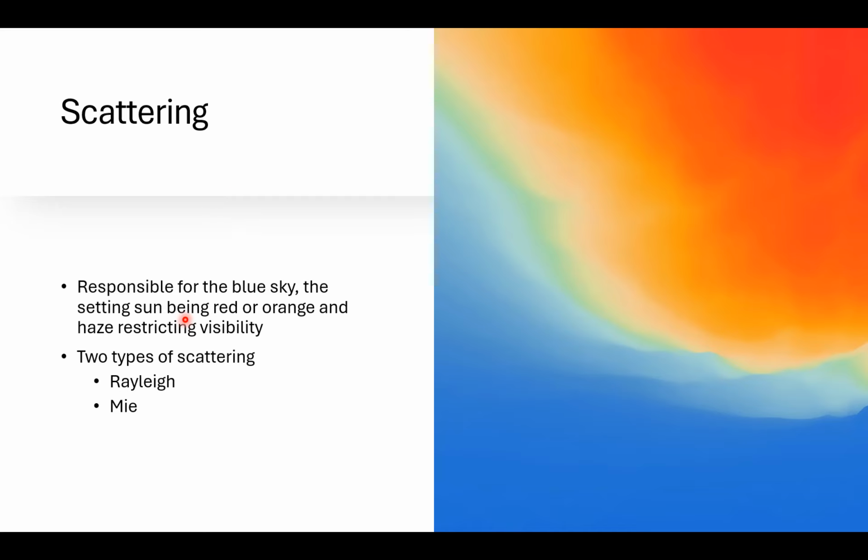By the way, scattering is responsible for our blue sky that we see on a sunny day. Also responsible for the setting sun being red or orange when it's low on the horizon, and also responsible for the color of haze, which restricts visibility. Now, there are two types of scattering that we'll talk about today in the training. We'll talk about Rayleigh and we'll talk about Mie scattering.